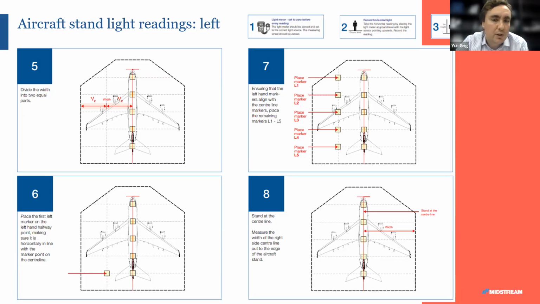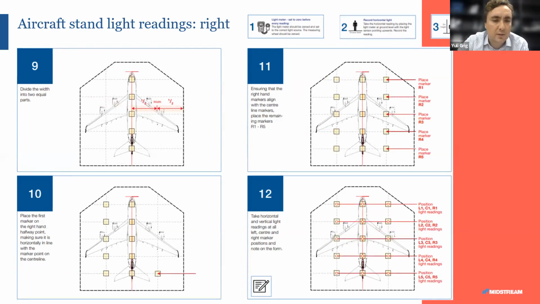Again, each of those 5 points placed horizontally to the others. So now we have L1, which is left 1, left 2, left 3, left 4, left 5. And then we repeat the same to the right-hand side. So we take the right-hand side width, divide it in half, place the first point, and then the others. So now we have R1, R2, R3, R4, and R5.